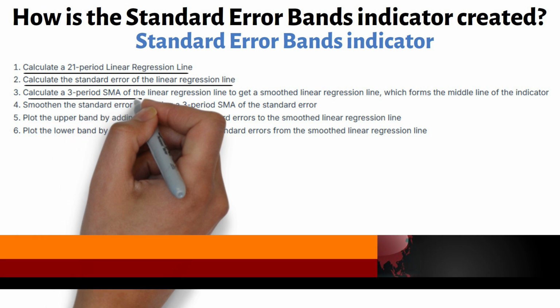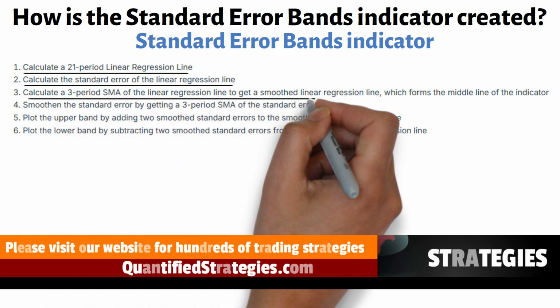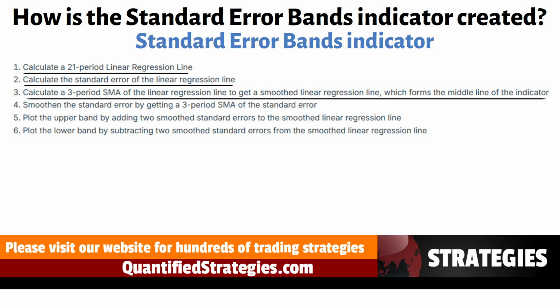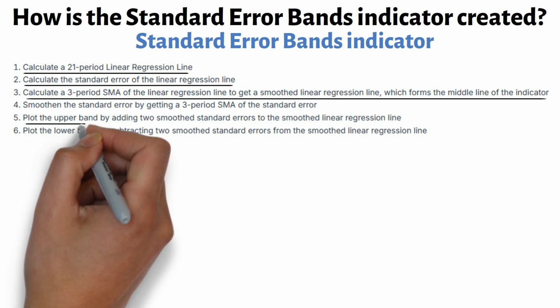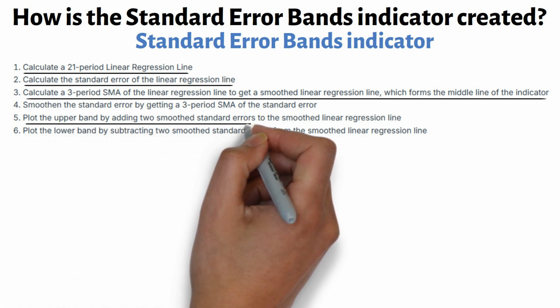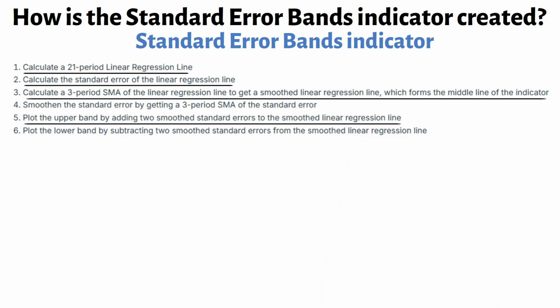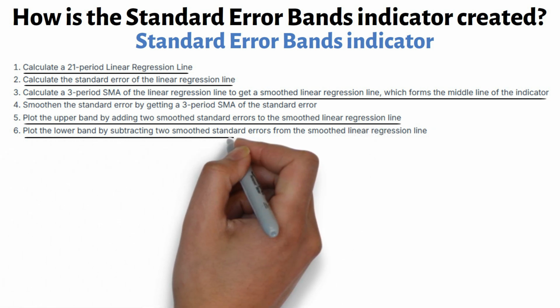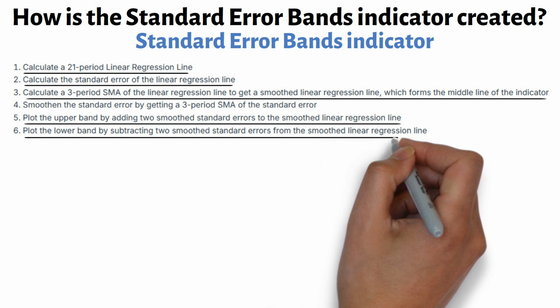Next, you get a 3-period simple moving average of both the linear regression line and the standard error to smooth both data. Then, you plot the upper band by adding 2 smooth standard errors to the smooth linear regression line and the lower band by subtracting 2 smooth standard errors from the smooth linear regression line.